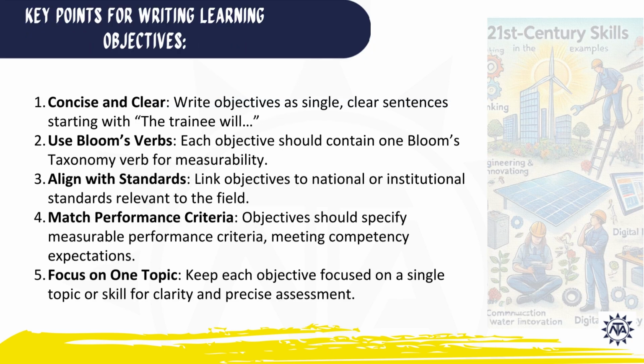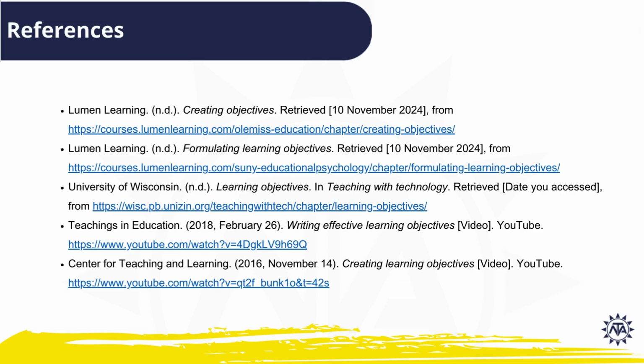To summarize, write learning objectives as single clear sentences that begin with "the trainee will" and use a verb from Bloom's taxonomy for measurability. Align each objective with relevant standards to ensure they meet educational or industry expectations. Specify measurable performance criteria to assess competency, and keep each objective focused on one topic or skill for clarity and precision. For further reading and insights, explore the references cited in the presentation.